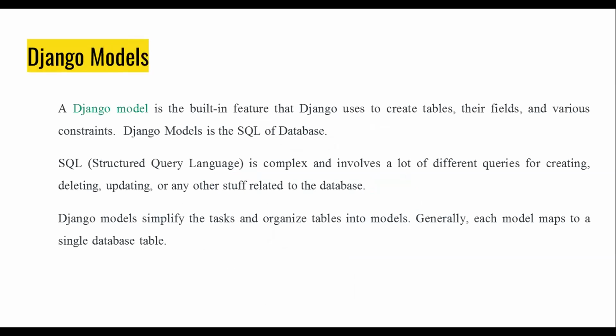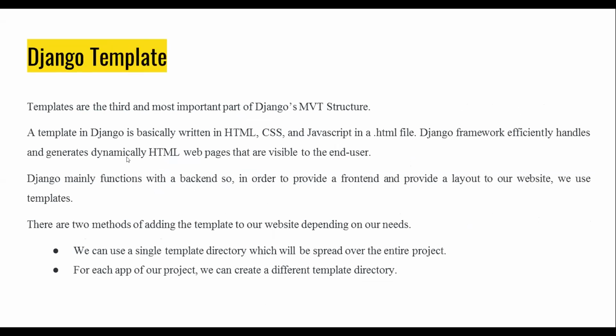Django models represent where we define our database models, which Django automatically translates into database tables. We all know that when we design a database using DDL and DML for creating, deleting, updating, and all other stuff, it is somewhat complicated, but Django automatically converts these into tables, and it is easier compared to SQL.